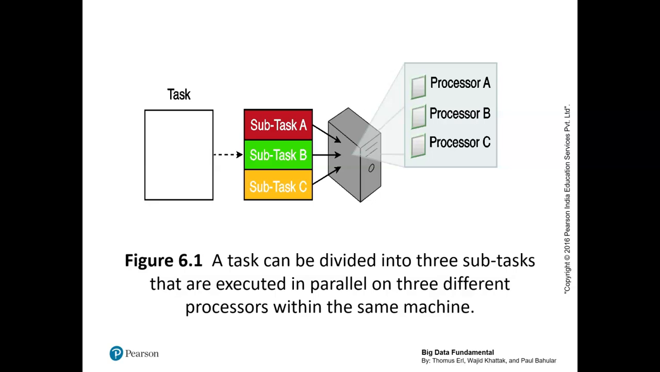You can see that a task is divided into three subtasks which are executed in parallel on different processors, meaning computers or within the same machine, right? When I say processors, it could be processes inside one computer, or it could be processes on multiple computers.